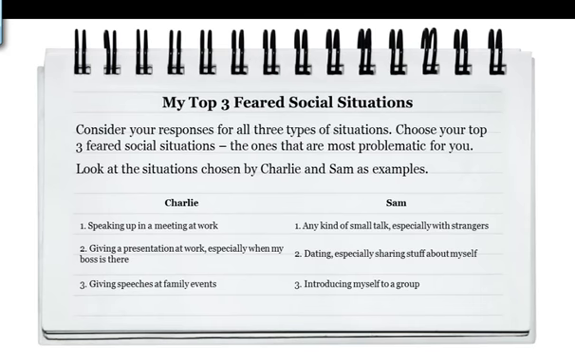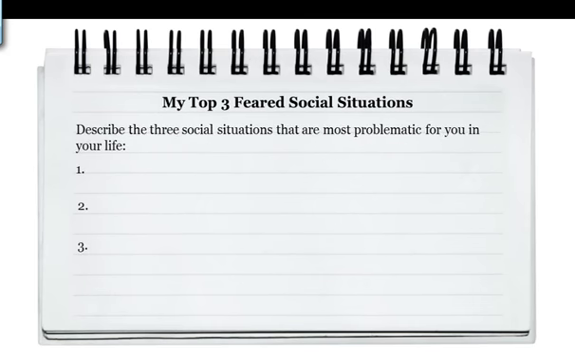Again, just write down your top 3 feared social situations, and the last page of the worksheet gives you space to be able to do that. So you'll be referring to these again in future exercises as you go through the Calm Living program, so it's a good idea to keep the sheet handy, keep it in a safe place.